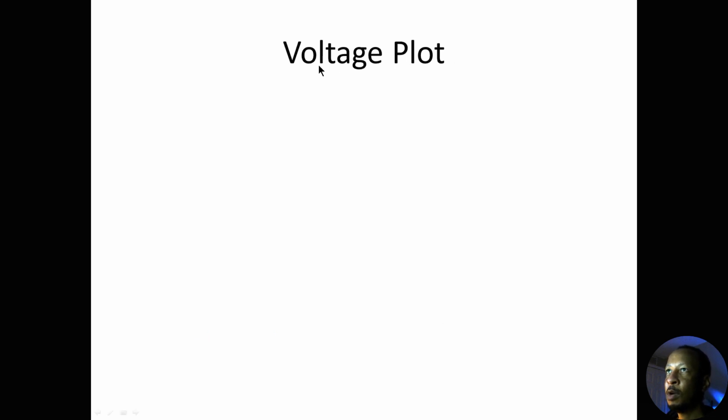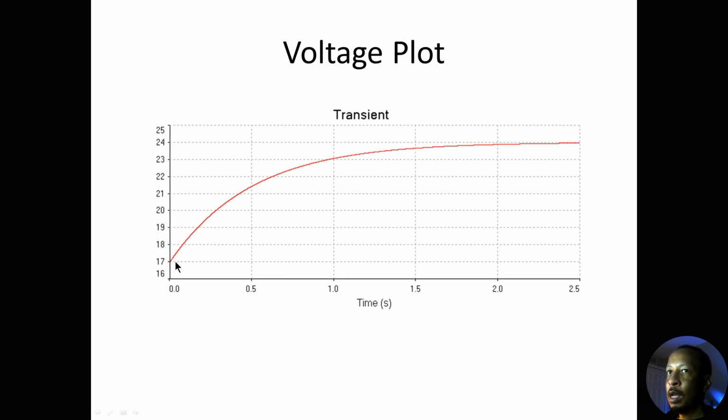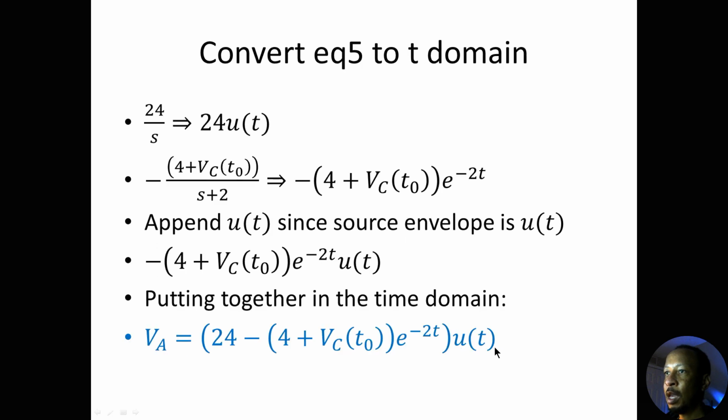Now the voltage plot, well, what does that look like? So the voltage plot that you should get should look like this. It should start off at 17 volts and then pretty much terminate over this time span, the RC time constant. It should terminate at 2.5 seconds at a value of 24 volts. So that's basically it. It starts off at 17 and it ends up at 24 volts. That is the time response of VA.